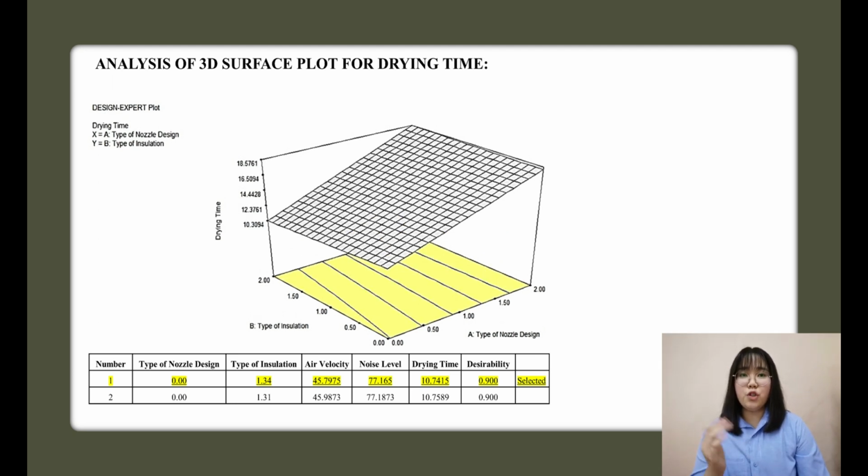Figure on the left shows the 3D surface plot for the factors type of nozzle design and the type of insulation with response to drying time. It can be observed that the shortest drying time is obtained when the type of nozzle design is 0 and the type of insulation is 2.